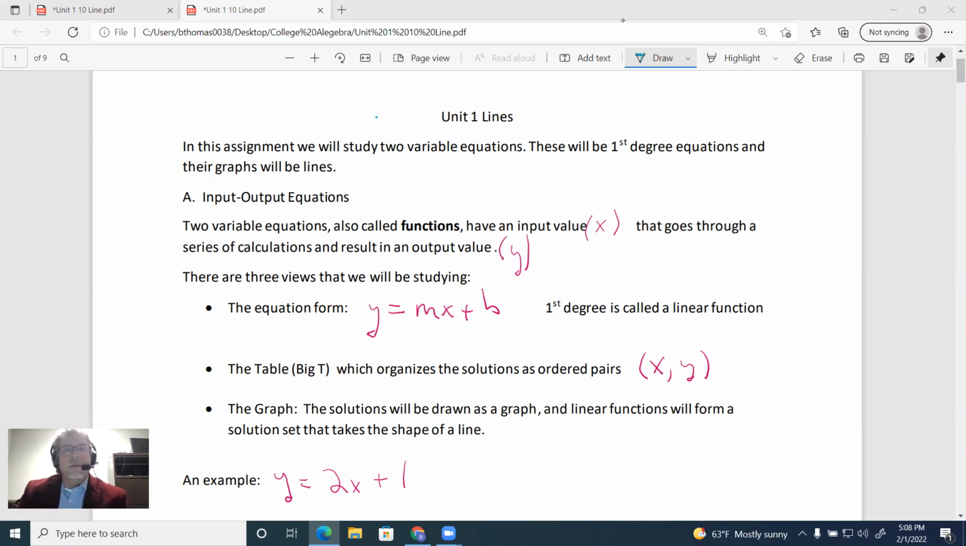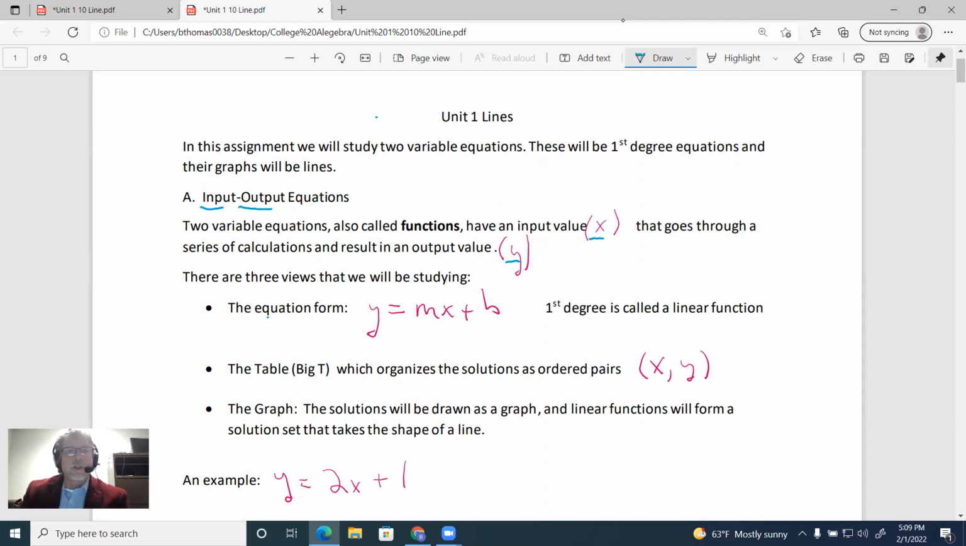So when we talk about two variable equations, basically these are what we call input-output equations. So when we get into Unit 2, these two variable equations are going to be called functions. And what's going to happen with functions, they're going to have this input value, which we denote as x. They're going to go through a series of calculations, and that result is going to be an output value, which we denote as y. So in our lesson, there's going to be three views that we'll be studying.